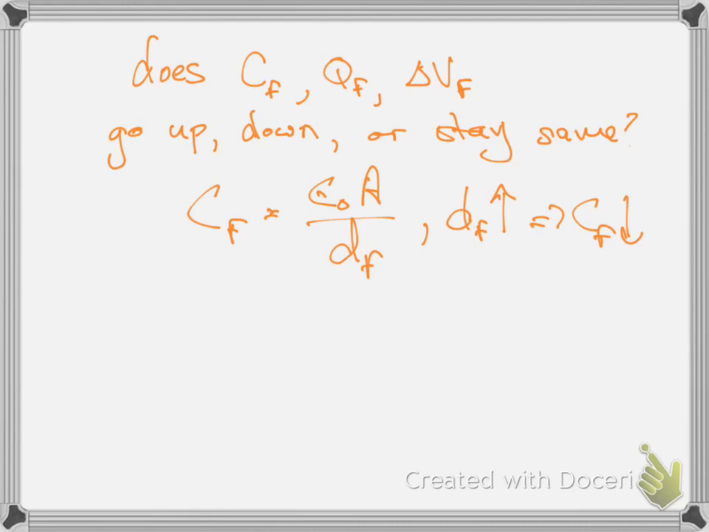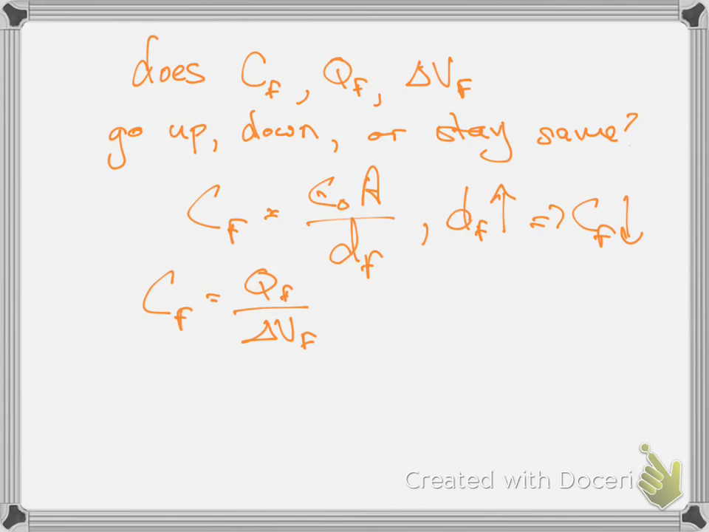Okay, but now what about QF and delta VF? Think about it. CF is also equal to QF over delta VF. So if CF goes down, well, QF could go down, or delta VF could go up, or both. Or QF could go up, and delta VF could go up even more. So what happens to them?